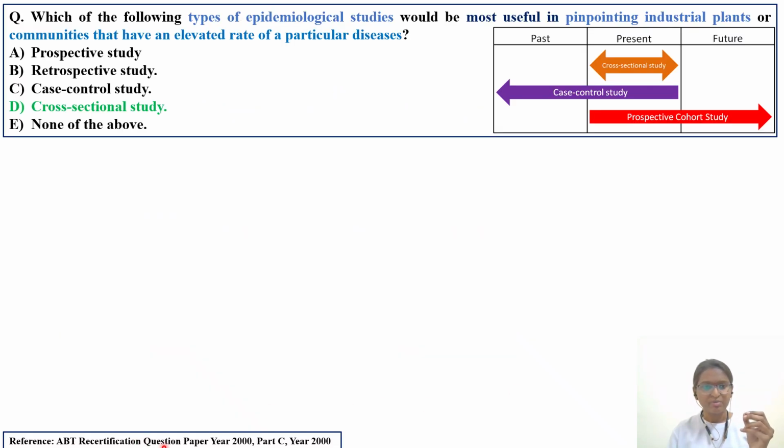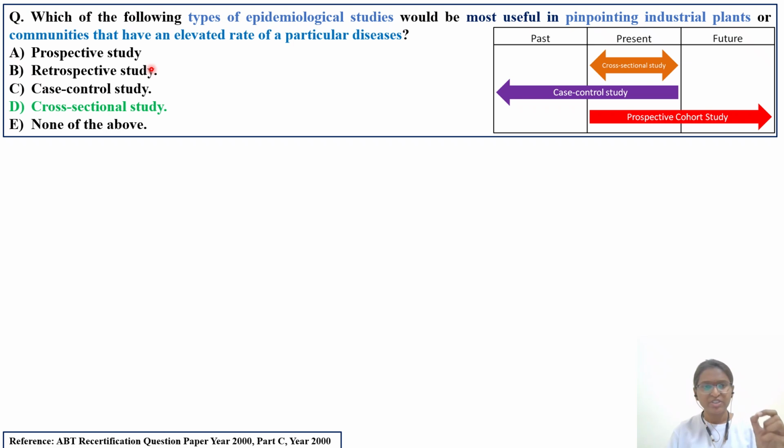This question is taken from ABT Recertification Question Paper 2000 Part C. So the question is, which of the following types of epidemiological studies would be most useful in pinpointing industrial plants or communities that have an elevated rate of a particular disease. So we need to identify out of these types which study is more applicable with respect to industrial plants as well as communities.